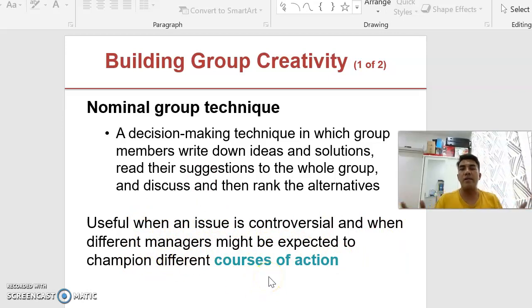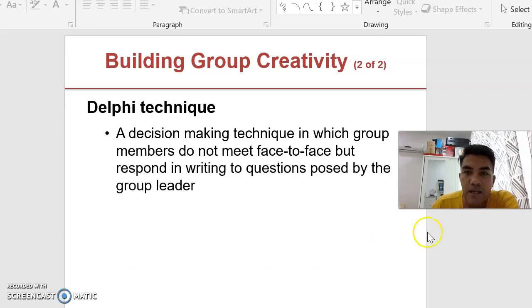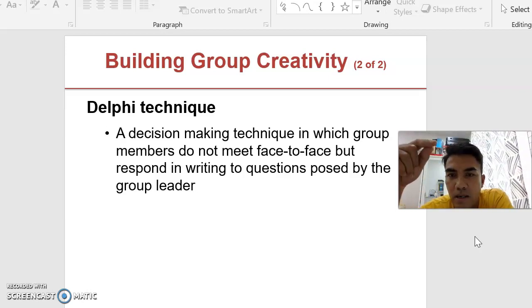So we sit down and everybody has their own ideas and solutions, and then we share them, and then each member of the group will decide which of the ideas or solutions they prefer. So that is an example of a nominal group technique. And then the Delphi technique. The important criterion is that you are not going to meet face to face, but you will be writing based on the questions posed by the group leader.